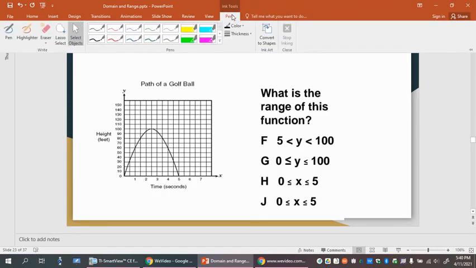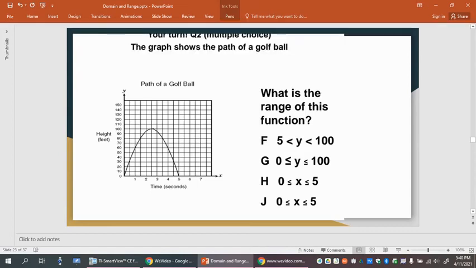So remember, quadratics are a parabola. They're going to have a maximum or a minimum value. And this is asking us for a range. So it's asking us for our y values. So I need to look at my y-axis. So my y-axis, we have a max value of 100 and a low value of 0. That means G is my answer.